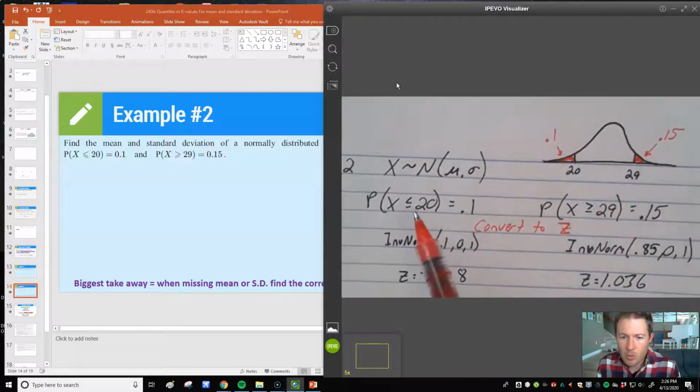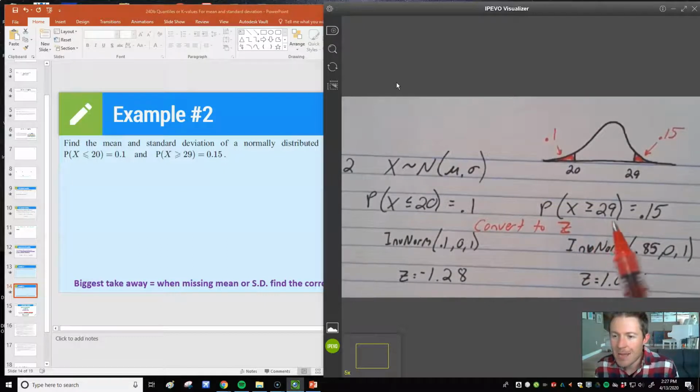So first off, I just wrote these. We have a 10% chance of being below 20. If I need to convert this to z, what is the z-score associated with that? Inverse normal, and I get that the z-score for 10% is negative 1.28.